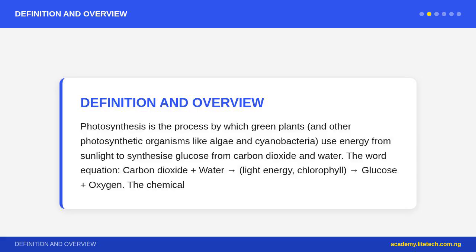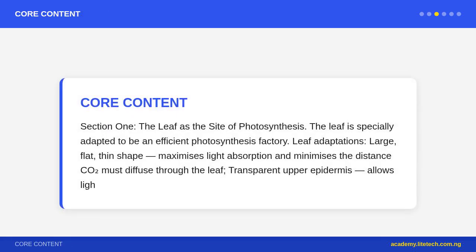Section 2. The two stages of photosynthesis. Photosynthesis occurs in two linked stages. Stage 1. Light-dependent reactions occur in the thylakoid membranes of the chloroplast. Light energy is absorbed by chlorophyll, water is split, photolysis: 2H2O gives 4H+ plus 4e- plus O2. Oxygen is released. ATP, the energy currency, and NADPH, an electron carrier, are produced. These carry energy to stage 2.